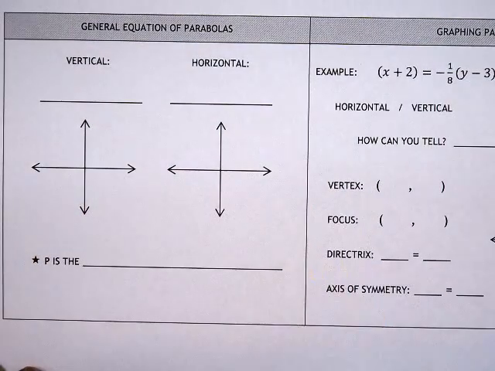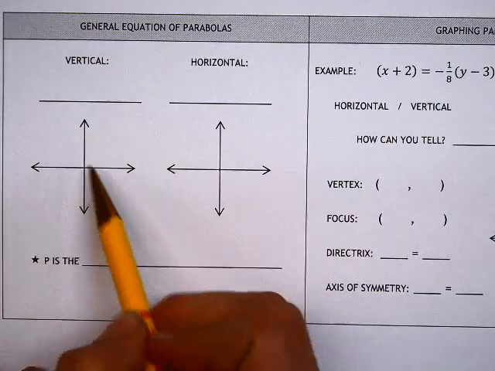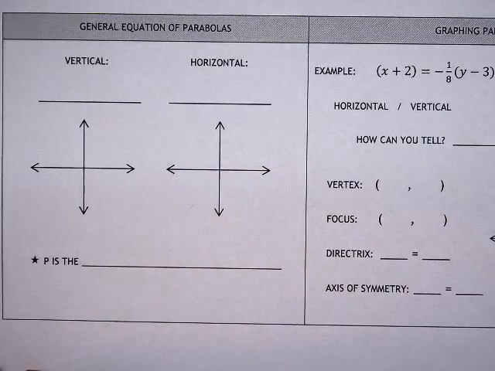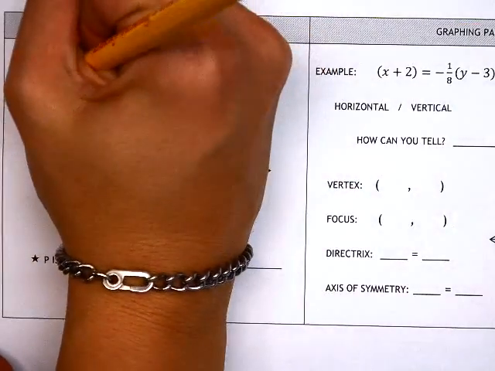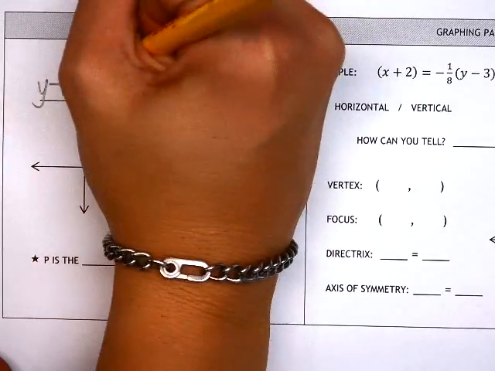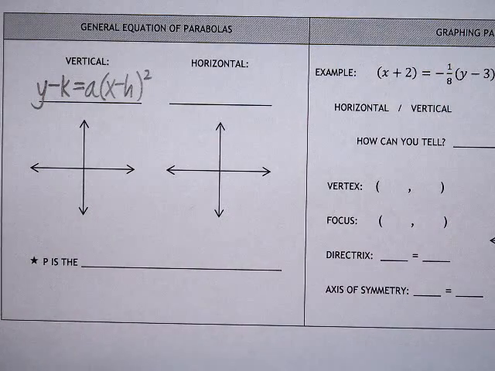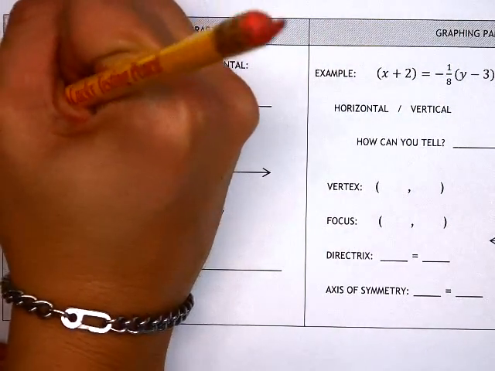When we're dealing with parabolas, they come in two general types. The vertical type, which could face up or face down, and the horizontal type, which could face right or left. When we're dealing with the vertical type, its equation often appears in the form y minus k equals a times x minus h squared. It's important to note that in this form, h and k represent the coordinates of the vertex.